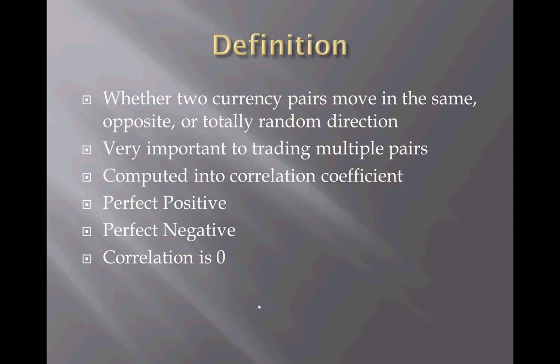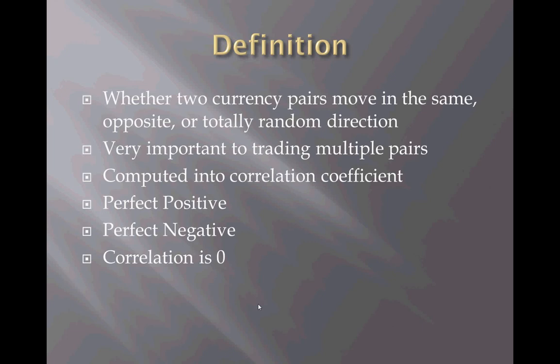Need me to calculate anything? Correlation is computed with what is known as the correlation coefficient, which ranges between -1 and +1. Perfect positive correlation, a correlation coefficient of +1, implies that the two currency pairs will move in the same direction 100% of the time.